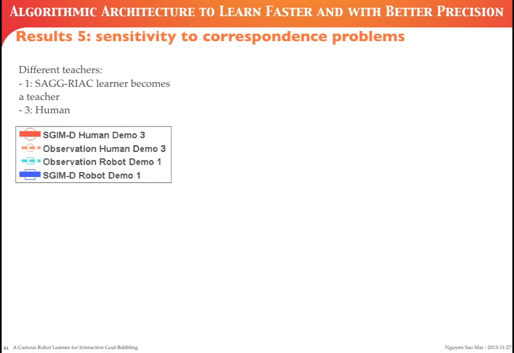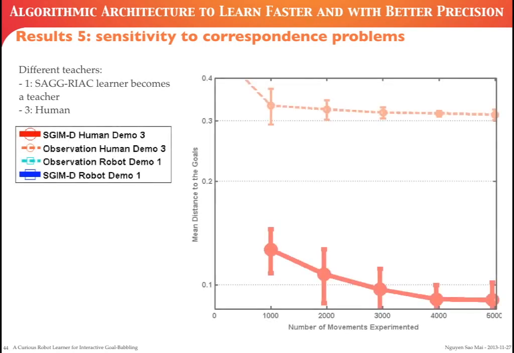So we have the first teacher, which is teacher three, who is the human teacher. And we also used another teacher, which is a robot that has learned with Saga RIC and now gives demonstrations to our new learning agent. And we plotted for each of those teachers the performance for SJMD and learning by observation. So you already know the plots for observation and SJMD for teacher three here.